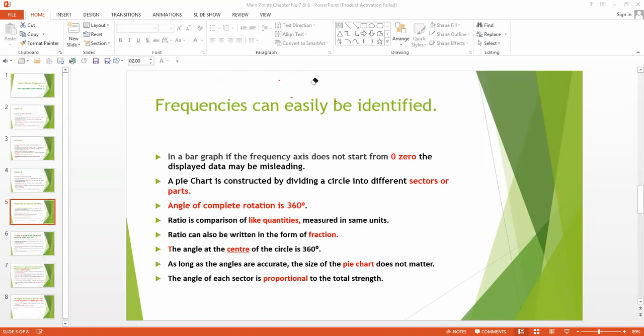Okay. Now we come to the next one. A pie chart is constructed by dividing a circle into different sectors or parts. You know it. How do you have to draw the pie chart? I have to draw it for you.